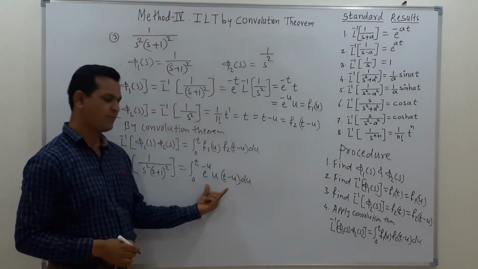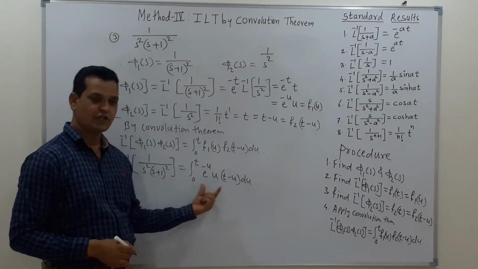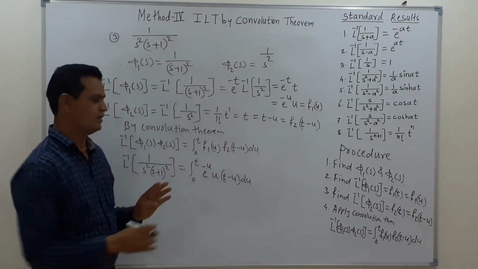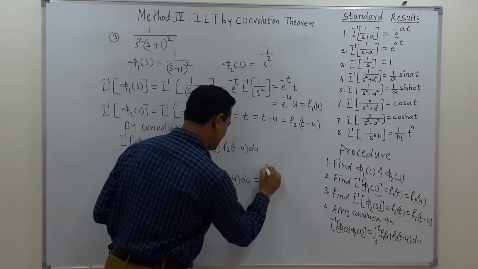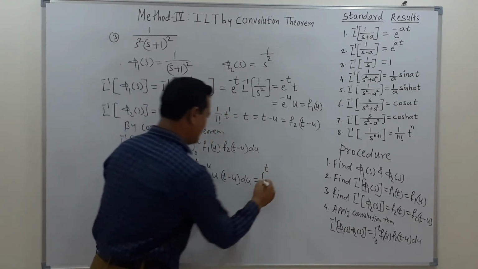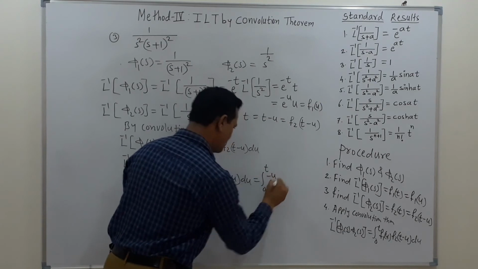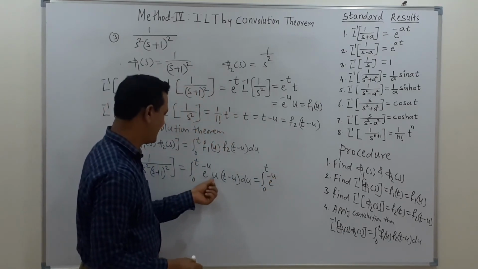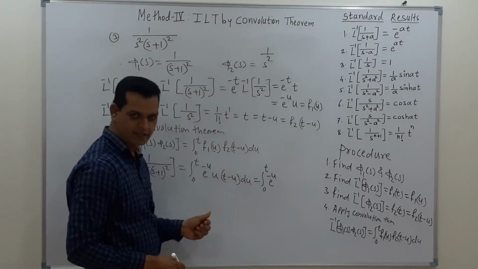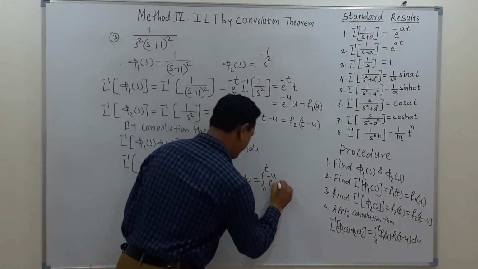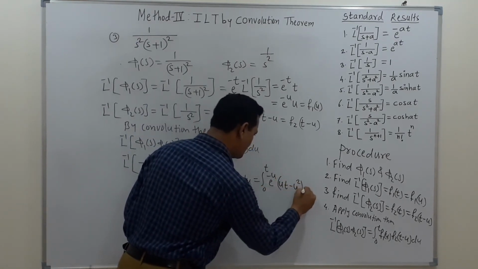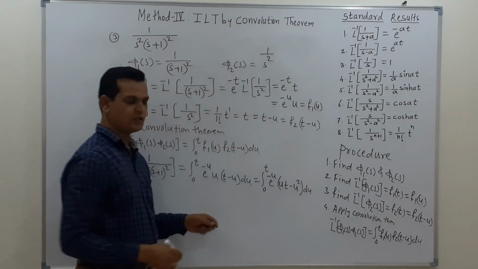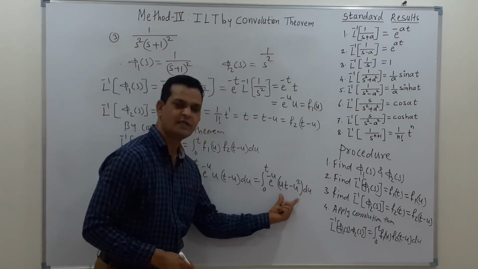Now our next step is to find out the integration of this term. So before finding integration, let's simplify this term. We can write this as integration 0 to t, e raised to minus u as it is. Then if we take this u to the inner side of this bracket, we get ut minus u into u square du. So now this is the first term and this is the second term.